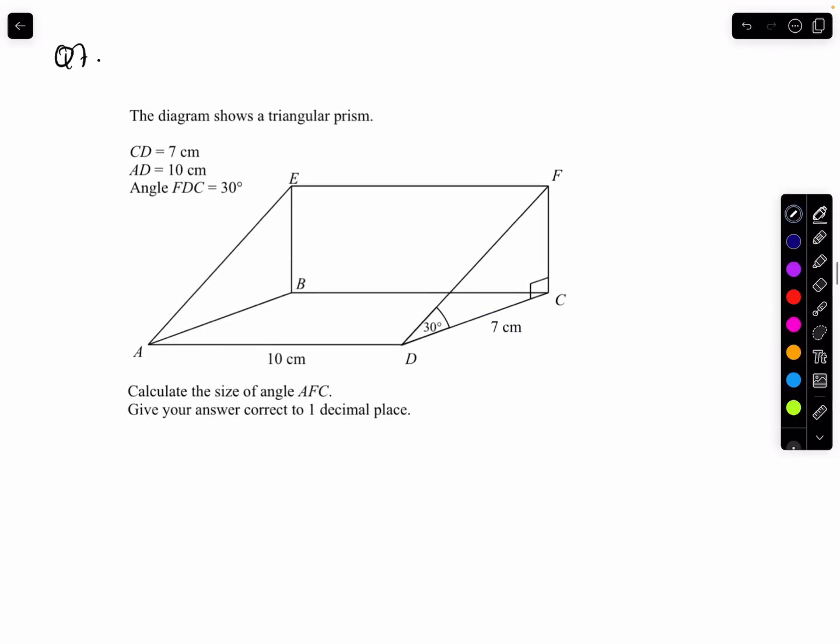Question 7. We have 3D trigonometry. We've been asked to calculate the angle AFC. So AFC right there. What is the angle AFC? A to F to C. We are looking for that. So in our diagram, we're looking for that angle. How do we find it? Let's draw this triangle out first. This is important. Draw that triangle in pink that I've just highlighted.